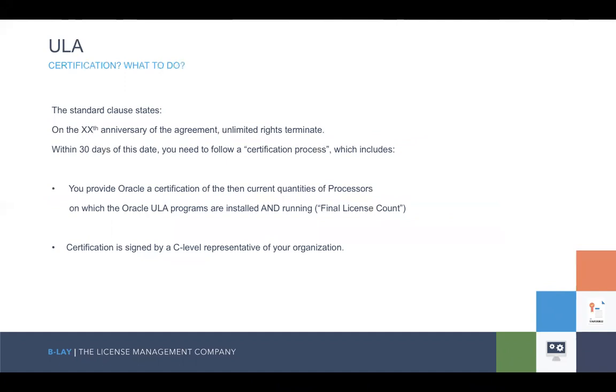Now, how does that then look? If you look at the standard certification clause, such a certification clause says that on the X anniversary of the agreement, so after 1 year, 2 years, 3 years, or 4 years, or 5 years, you do need to follow the so-called certification process. And in that certification process, you have a period of 30 days in which you need to follow the steps that I just said. You, as an end user, are required to provide Oracle a certification of the then current number of licenses, being processors. Typically, we're talking about technology programs, but it can also be application users or any other metric that has been agreed, on which the Oracle programs are installed and running.